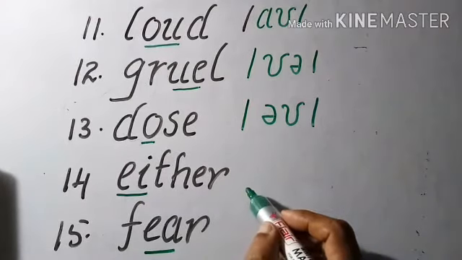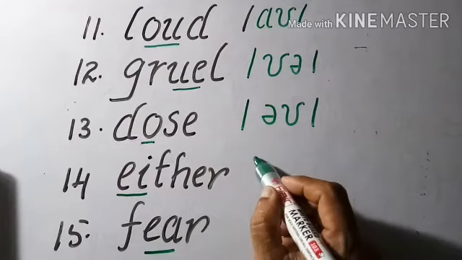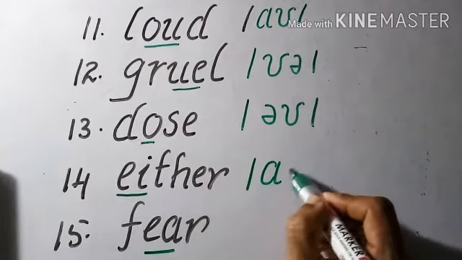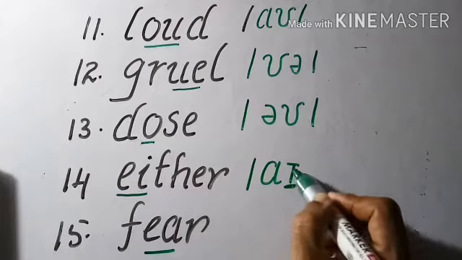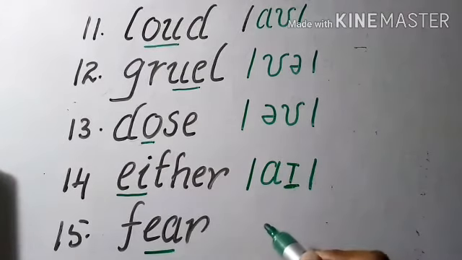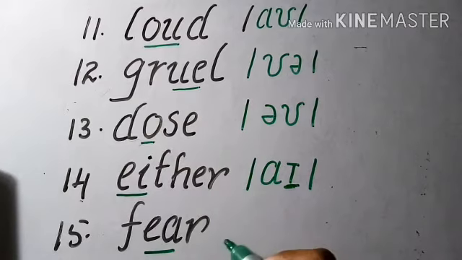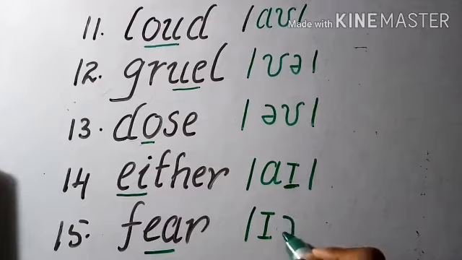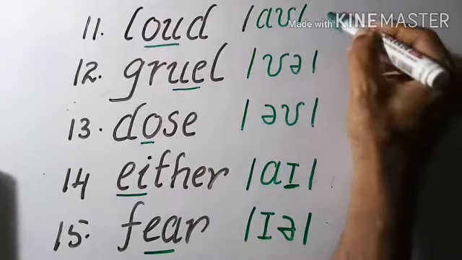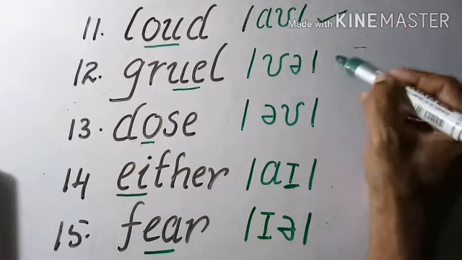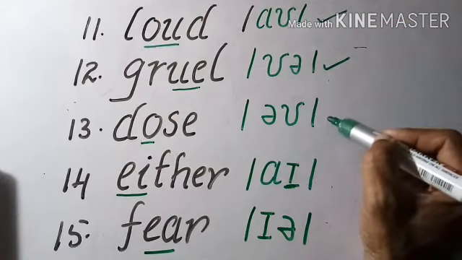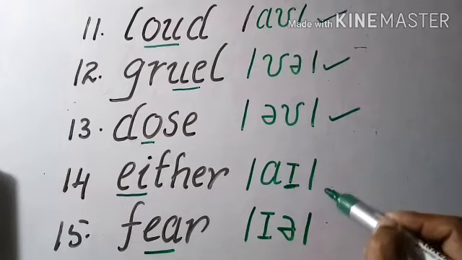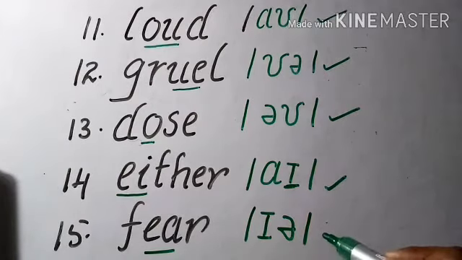Next one is E-I-T-H-E-R, either. A and E, either. This sound is existing in Telugu language. Next one is F-E-A-R, fear. That is, first one is E, and next one is ear, fear. Ow in loud, ua in gruel, o in doze, I in either, ear in fear.